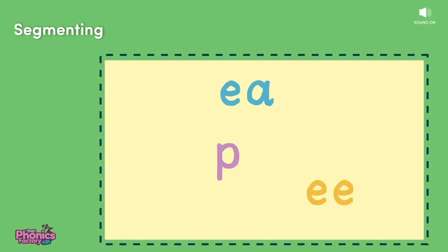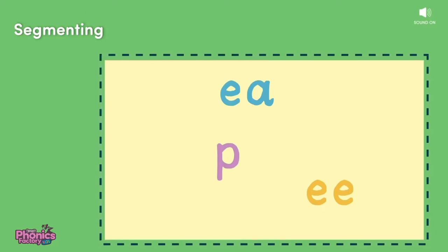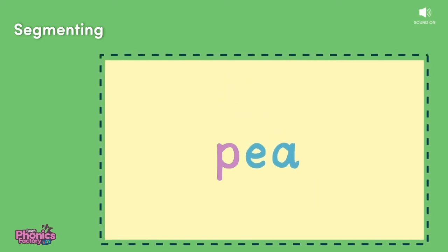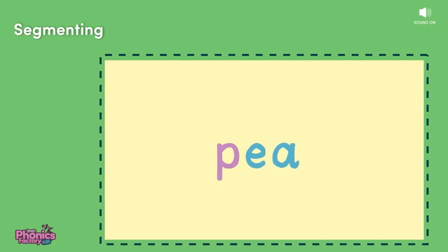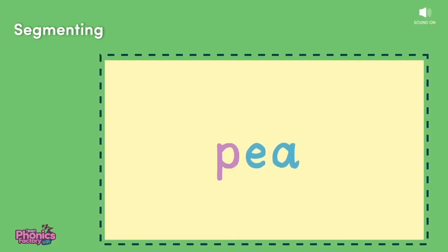It's a tricky one, because either of those graphemes could be at the end of a word. I think it's this one. This one is usually at the end of words. P, E. That's right. Brilliant.